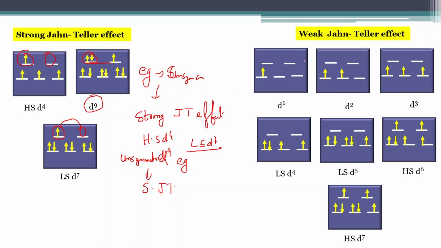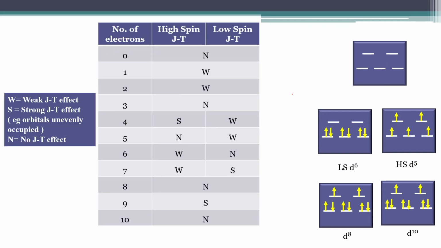Remember that. And weak Jahn-Teller happens if T2G is unsymmetrically arranged. The examples are D1, D2, D3, low spin D4, low spin D5, high spin D6, and high spin D7. These configurations show weak Jahn-Teller. So remember, strong Jahn-Teller is there, weak Jahn-Teller is there. And this is how we can distinguish the configurations into strong and weak Jahn-Teller or non-Jahn-Teller.